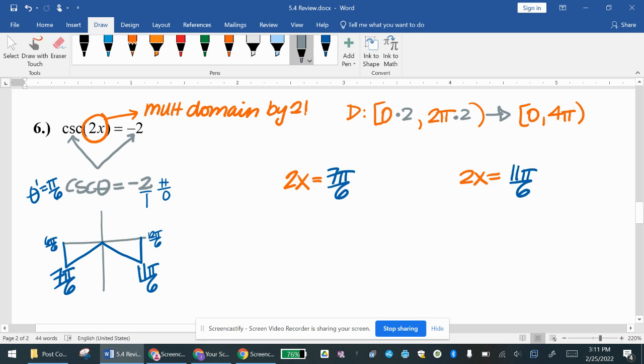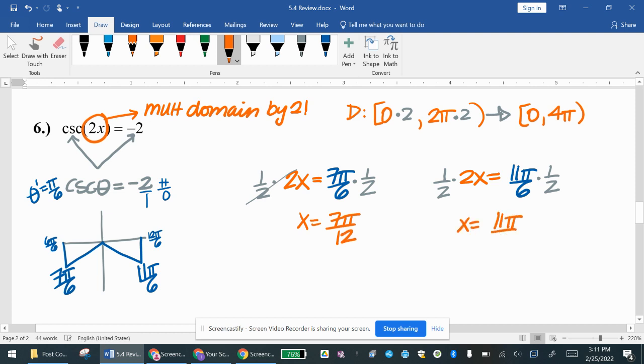Now, in order for me to solve for x, right now it's being multiplied with 2, so normally we would just divide by 2 to get rid of it. However, I don't like to divide fractions by more fractions. Instead, I'm going to use a strategy of multiplying by the reciprocal. That way I don't have to worry about dividing a fraction by another fraction. So your two solutions are going to be x equals 7 pi over 12 and x equals 11 pi over 12.